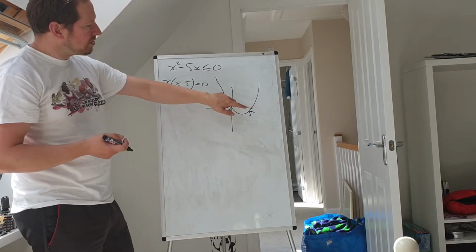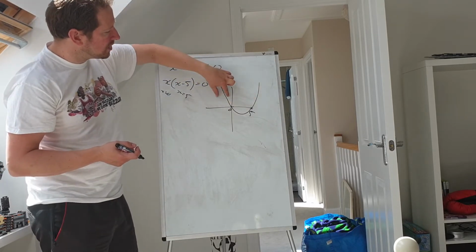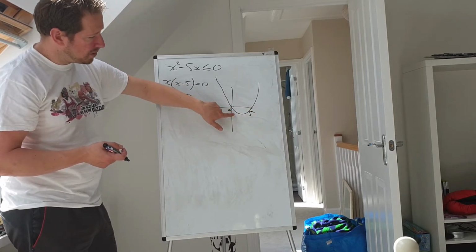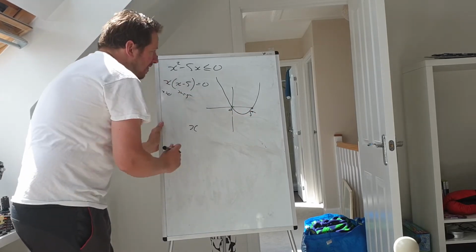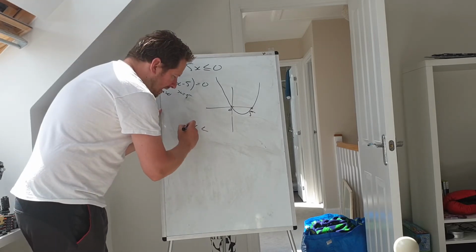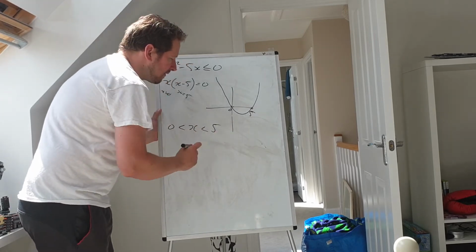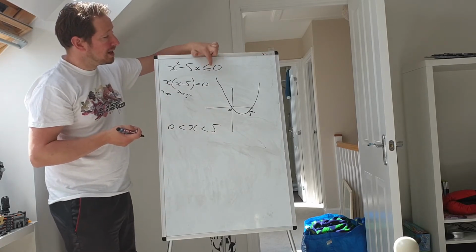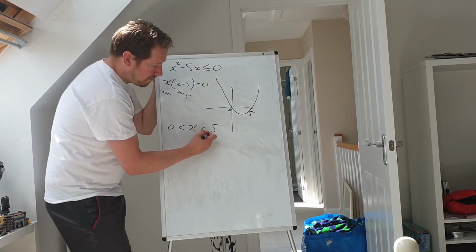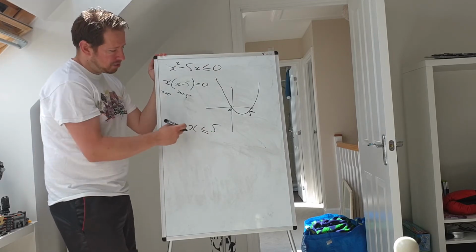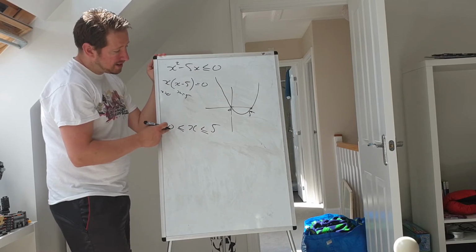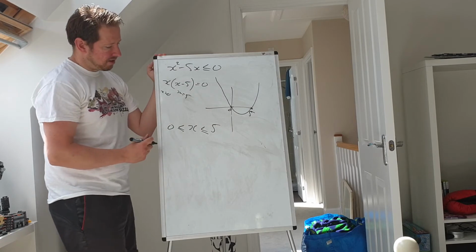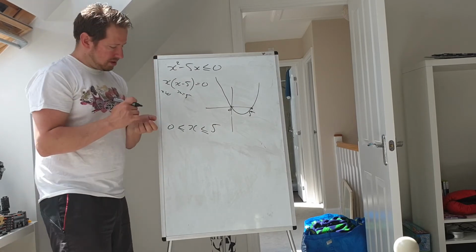So beforehand, if it was greater than 0, there were two bits to the curve, so that's why we had two separate inequalities. Here, it's now just one bit of the curve, which is below 0. So we can say that when x is between 0 and 5, it's below 0. If we have a look at this question, it says less than or equal to 0. So therefore, I've got to put less than or equal to there and there. Because at 0, the curve touches 0. At 5, the curve touches 0. So that's that one there.